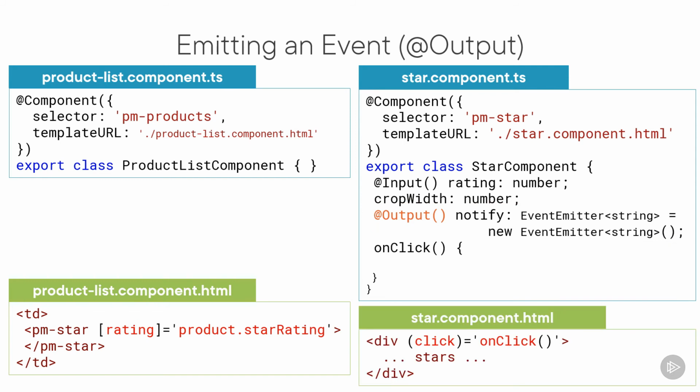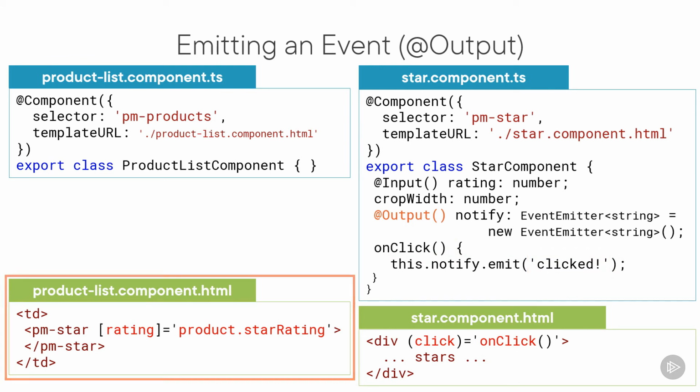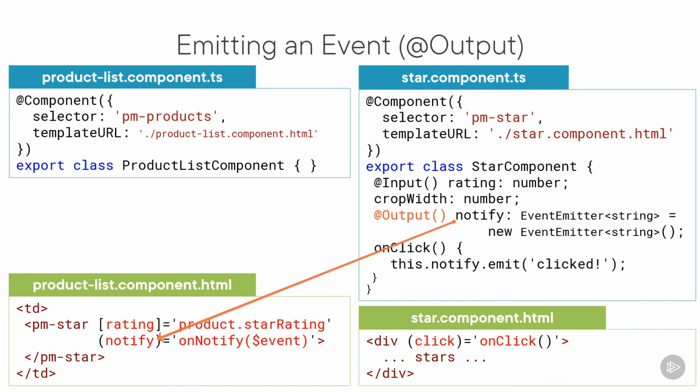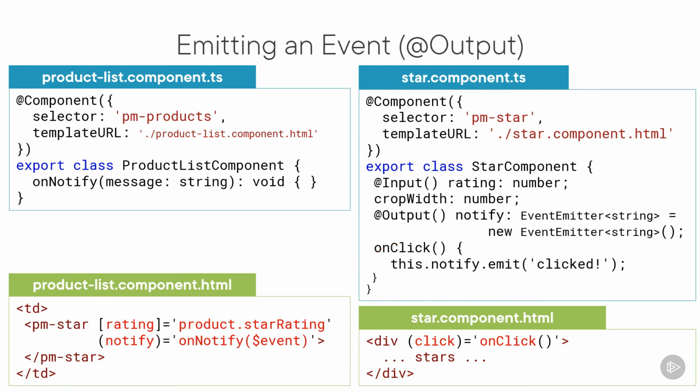When the user clicks on the stars, only the star component receives that click event. Instead of processing the click event itself, the star component can emit a new event to its container and optionally pass along some data. In this example, the onClick method emits the notify event and passes along a string message. In the container component's template, we use event binding to bind to the star component's notify event, then call a method in the container component when that event occurs. We access the event data using $event. Since the event data is a string, this method takes in a string.